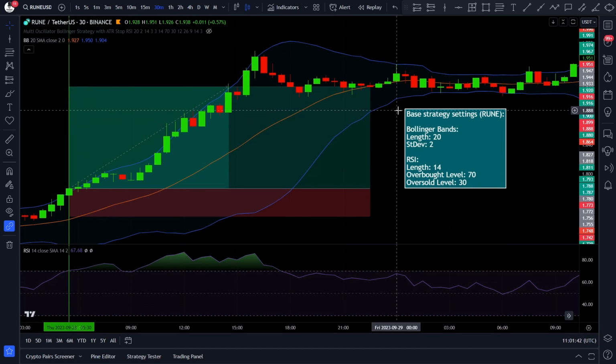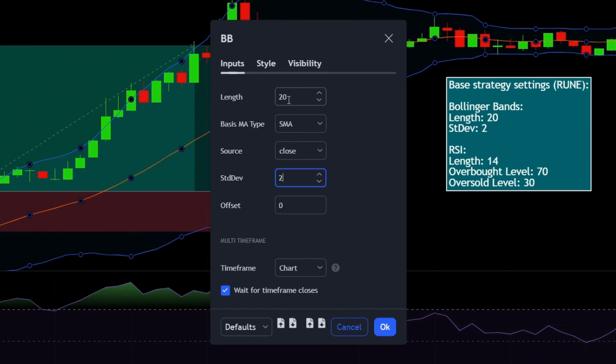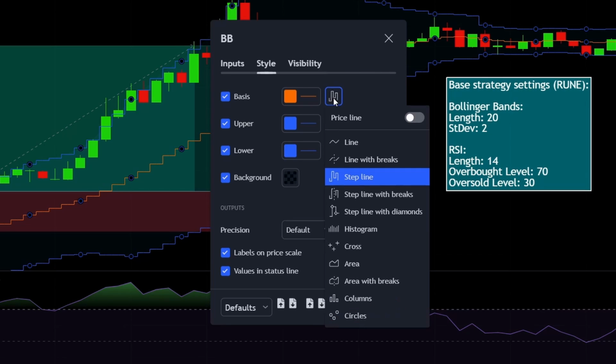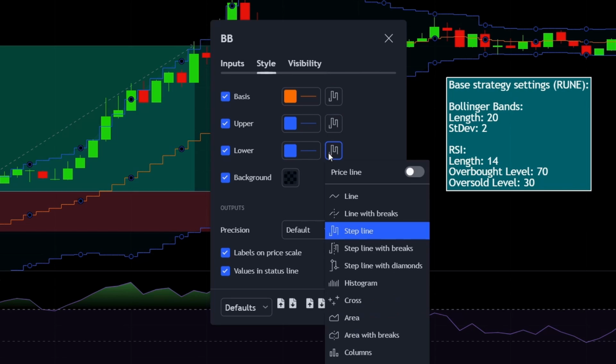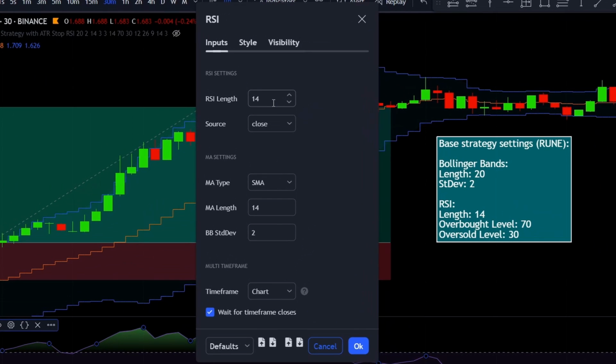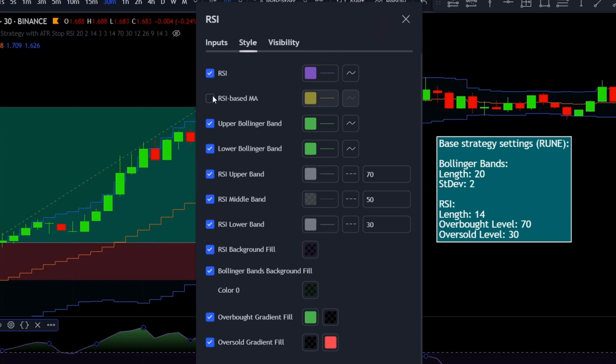Now I will go over the base strategy, then on the optimized one. For the base strategy, we don't need to change any settings, so we can leave all the Bollinger Band settings at default, but one thing I would recommend is to change all the lines to step line. This way it will be easier to see if the candles are closing above or below the bands. Same with the RSI, we won't change any settings, but in the styles tab you can untick the RSI based MA as we won't need that, and you can change the RSI line style to step line.